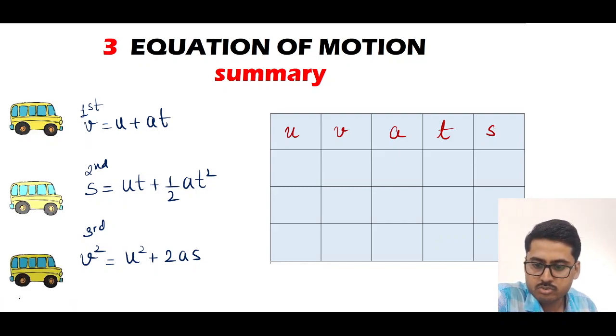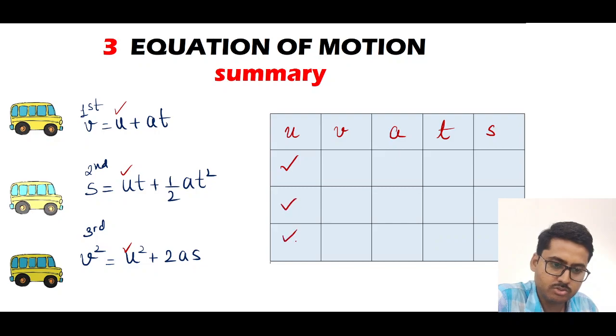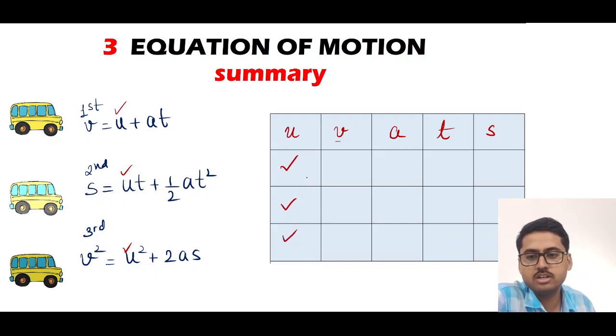In the first equation, if you see here, okay, let's do it like this. Please see if u is present in the three equations. You'll find that u is common. U is present in first equation, second equation and third equation. U is present in all three equations. What about v, final velocity? Is it present everywhere? In fact, no.